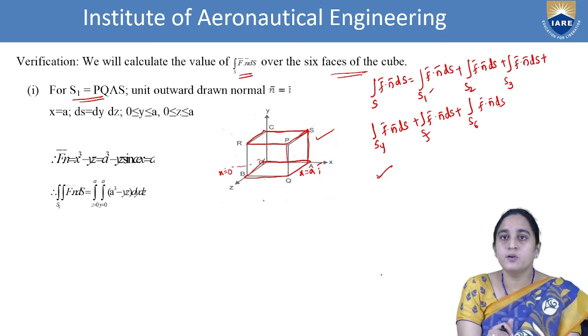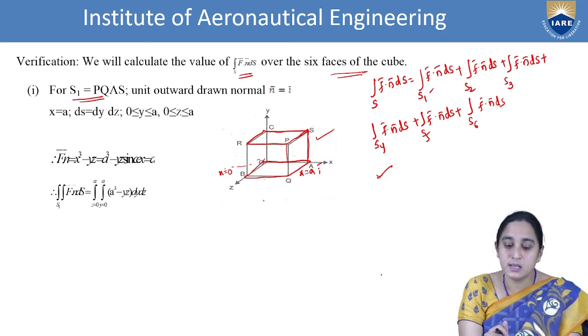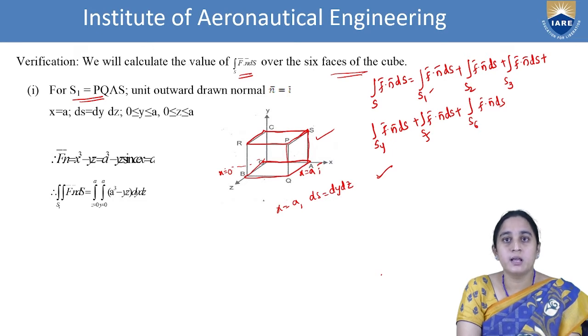Now we are calculating on the positive direction of the x-axis. That's why I'll consider x is equal to a. And what about ds? ds is equal to dy dz. Okay, here it is on x-axis, therefore ds is equal to dy dz. And what about the y and z points? The y limit points are 0 to a and the z limit points are 0 to a.